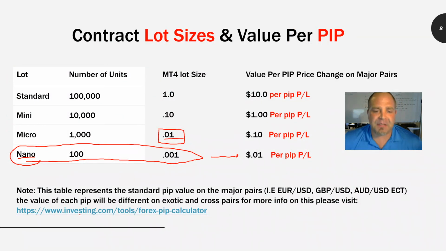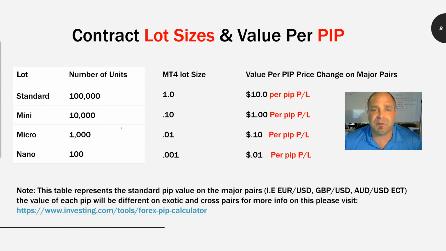Okay, this table represents standard pip value. If you guys want more information, go to investing.com to see the pip calculator and all the pairs and all the crosses, because they do differ. When you get away from the majors, you may not make $10 a pip. You may make more, you may make less, but the amount of margin you're going to use to take those exotic trades is way bigger, and the spreads you're going to take are way bigger. So, things where you get comfortable on these majors can change really fast trading those exotics, and a lot of people get caught up in it.